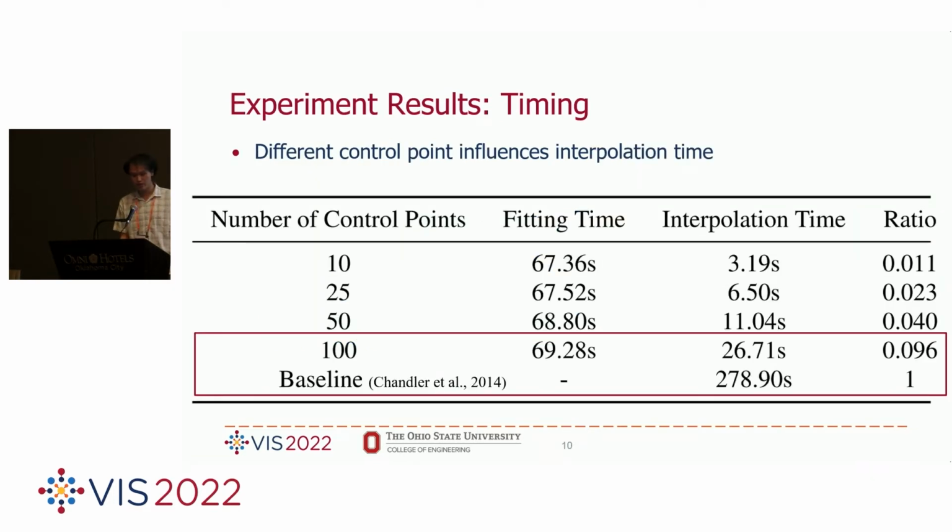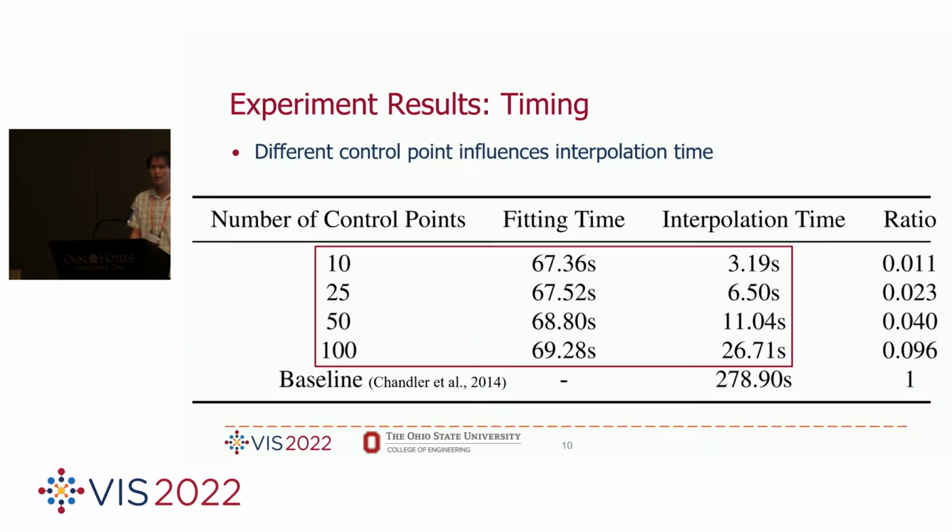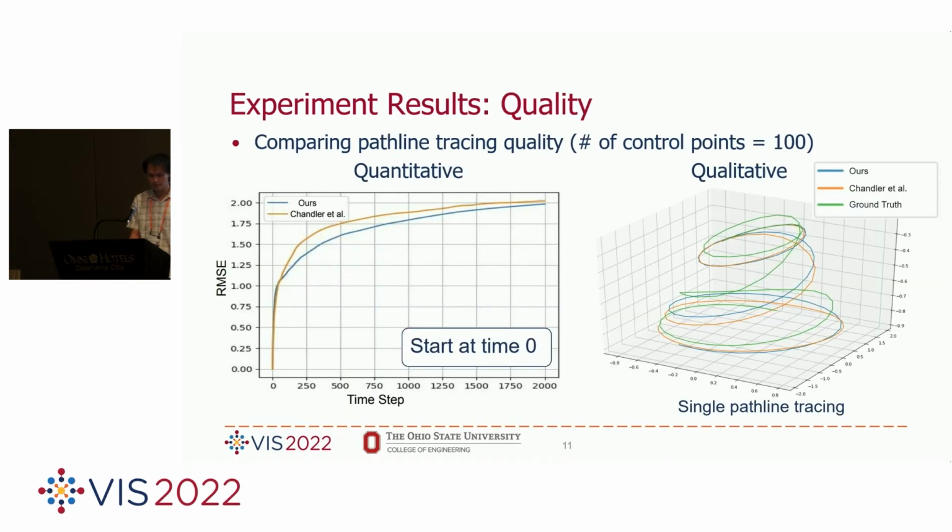We demonstrate our advantage in tracing time reduction compared to the baseline method by Chandler. The timing is recorded given both baseline and our method have relatively small fitting error, which we will show next. We observe that our interpolation time can be at least 10 times faster with 100 control points after the data is fitted. The interpolation time decreases as we decrease the number of control points used to represent every pathline.